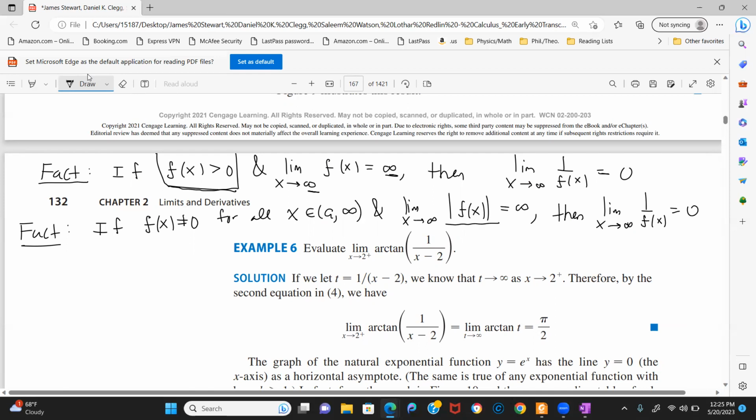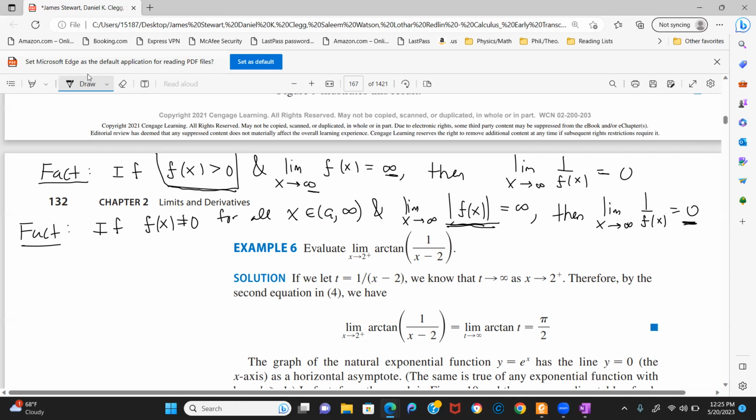So if you know the absolute value goes off to infinity, in other words, what this is saying is that the function goes to plus or minus infinity. If a function itself goes to plus or minus infinity, that means the absolute value of the function goes to infinity. But whether you go to plus or minus infinity, 1 over a very large number or 1 over a very large negative number is still going to be a very small positive or negative number, so it should go off to 0. So there's a fact right there.